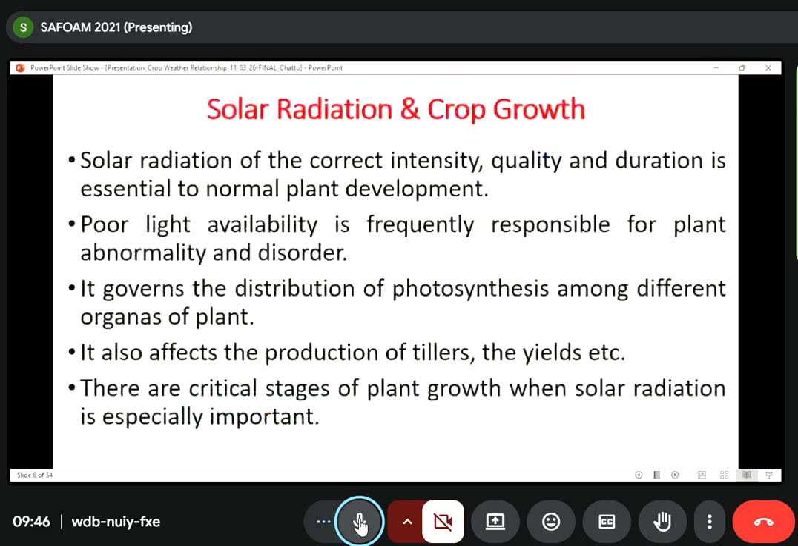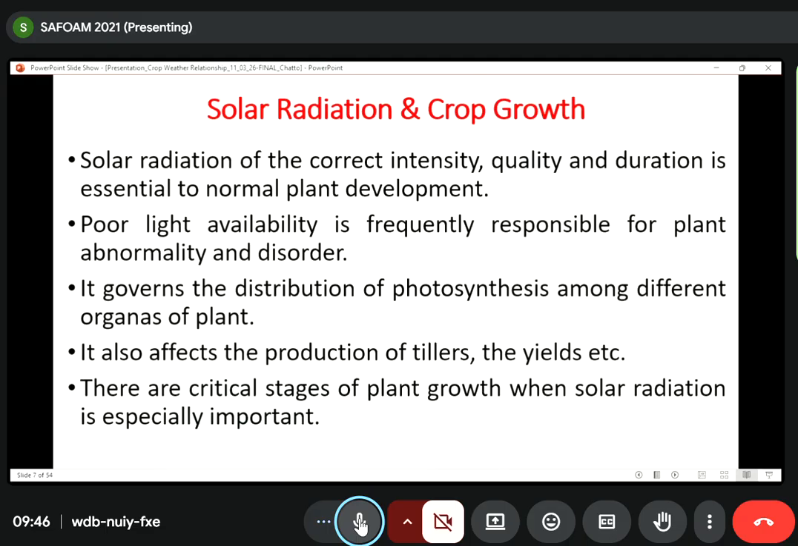Now, I'll come to the individual parameters, and how, in general and also for selective crops, they are affecting. Among all the parameters, you know that solar radiation is the most important parameter, which helps photosynthesis to be done very smoothly.